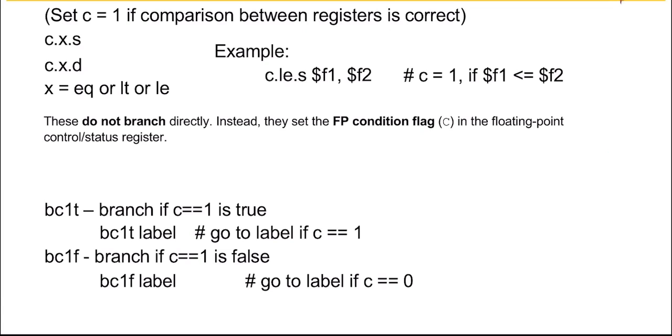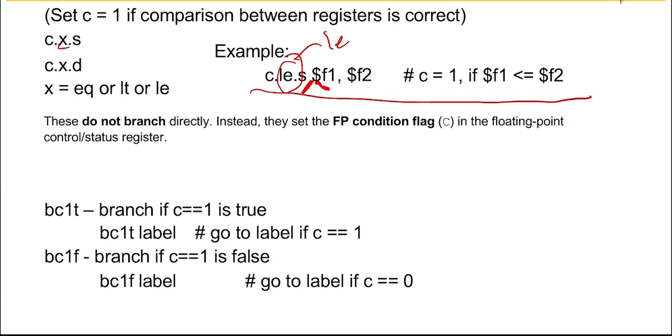And for comparison, you use the X as your condition. When you're comparing, you set C equals 1 if S is equal to something. For example, C equals 1 if F1 is less than or equal to F2, and this LE is the less than or equal to, and this is in single precision.